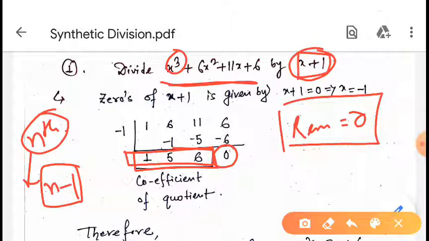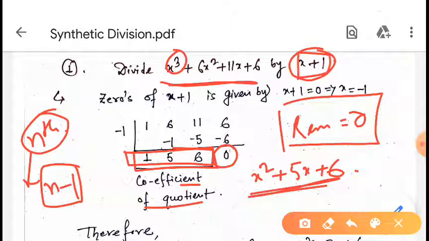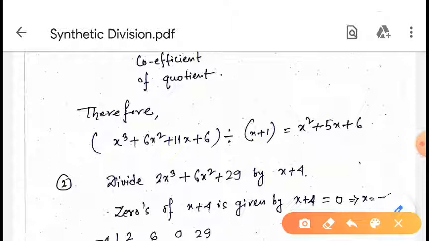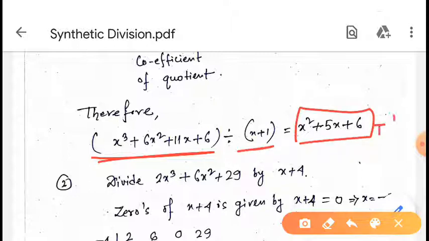So this is the coefficient of the quotient, therefore it looks like x square plus 5x plus 6. This is the quotient here. Now you can see that this is your actual polynomial that you divide with this, and you will get this. Here the remainder term is 0.